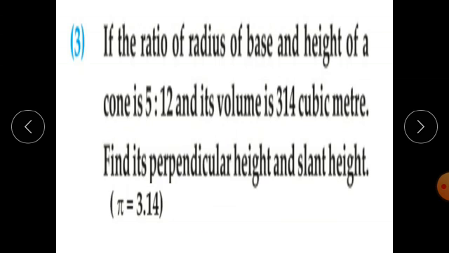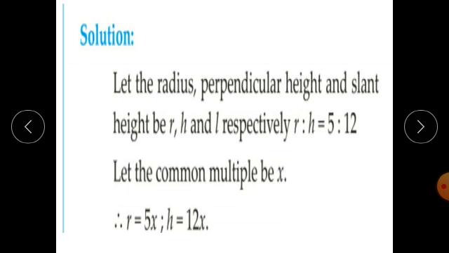Now question number 3. If the ratio of radius of base and height of a cone is 5:12 and its volume is 314 cubic meters, find its perpendicular height and slant height. And here the value of pi is given as 3.14.